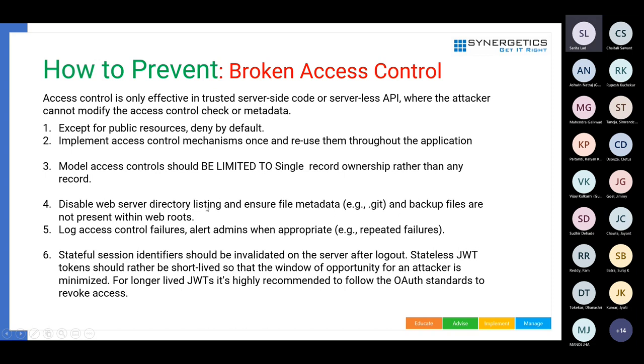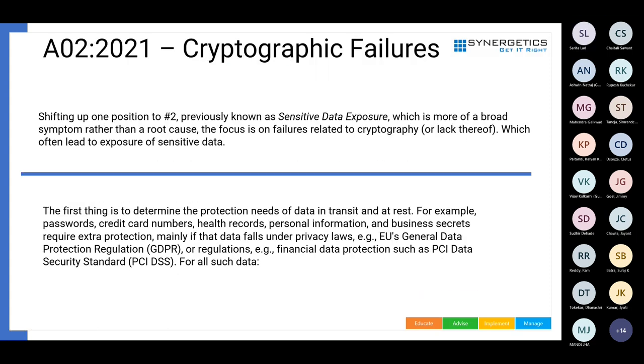Then there are chances of login access control failures. If there are multiple failures by the user while logging in, an alert should be immediately given to the admin people. So repeated failure should be detected immediately by the admin people. This is how you can prevent broken access control. Then next, the stateless session identifier should be invalidated when the user logs out, or the JWT token should be short-lived, and once he logs out or moves away from the desk, the JWT token should die.